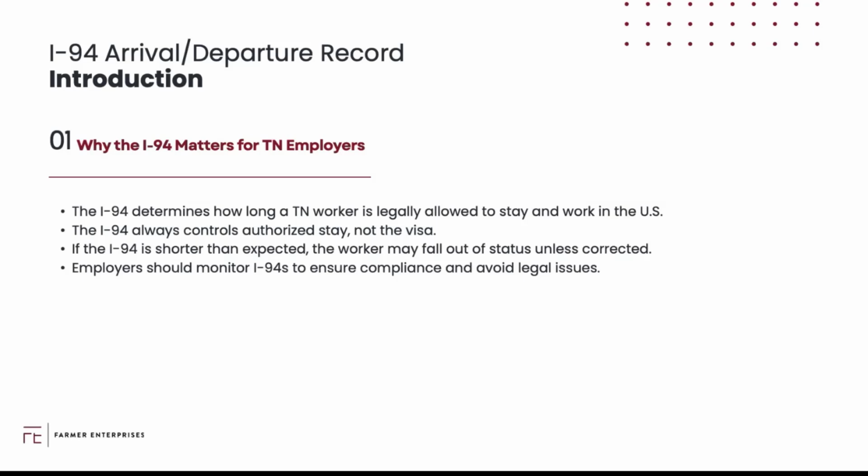For example, if an employee's I-94 is accidentally shortened at the border, they could fall out of status without realizing it, especially if they're only looking at their valid visa stamp. And obviously, this can lead to serious legal consequences and potentially gaps in work authorization.